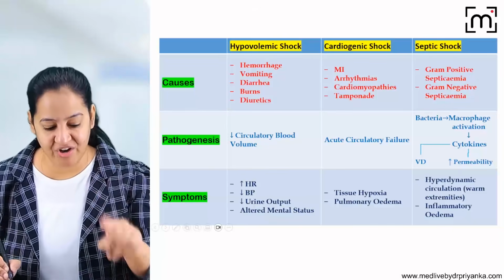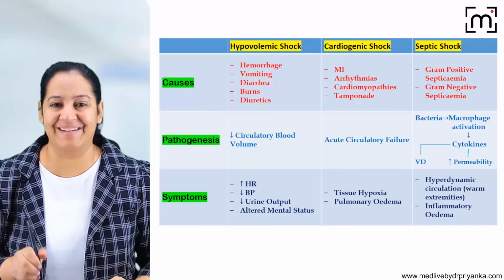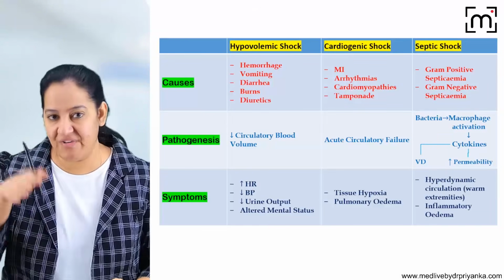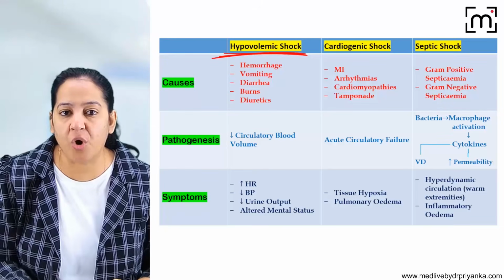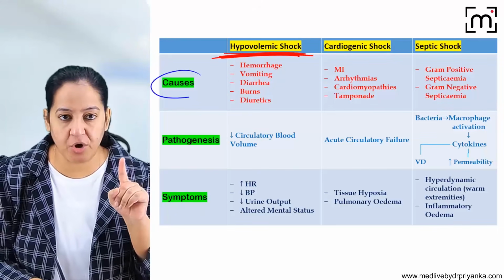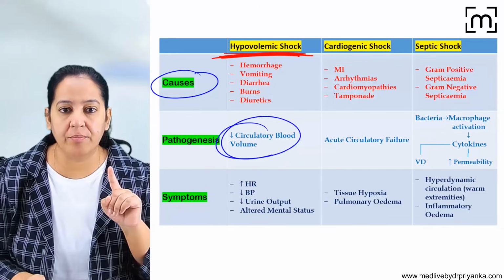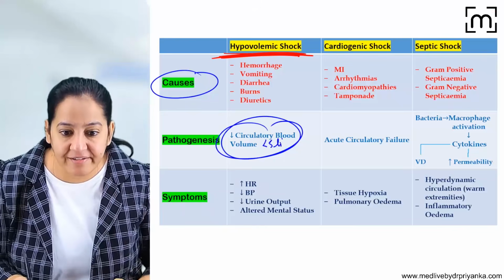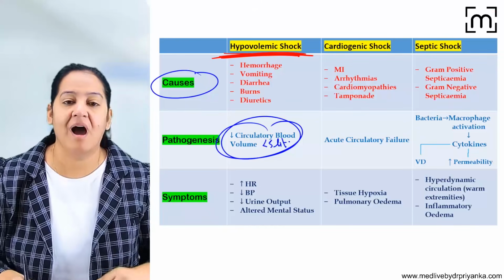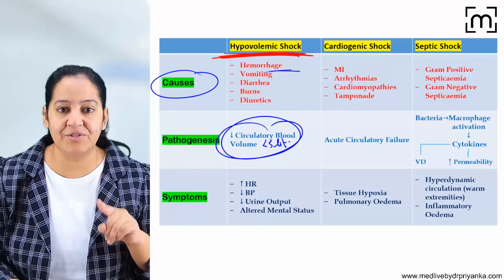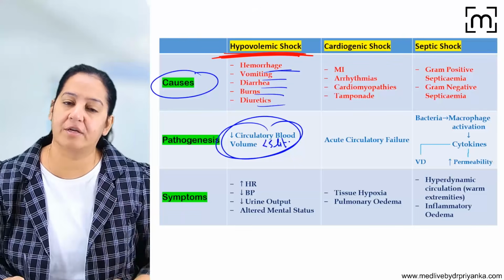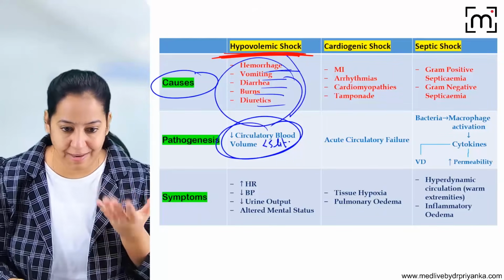So we are done with the first shock. Out of the 3 shocks, at least 1 is done. We will be covering the next 2. First, revise this one, hypovolemic shock. What are the causes of hypovolemic shock? There is less blood volume. You can write down less than 5 liters of blood, either due to hemorrhage, accident, surgery, vomiting, diarrhea, burns, diuretics, whatever is the cause. So write down the causes on your own.